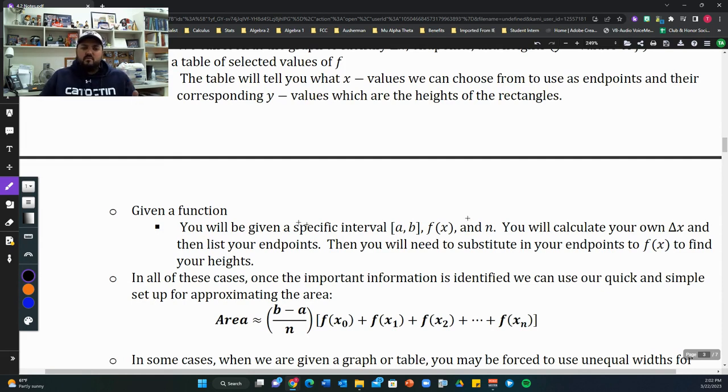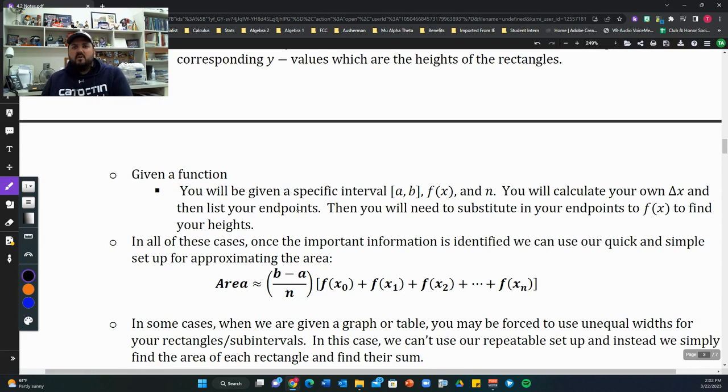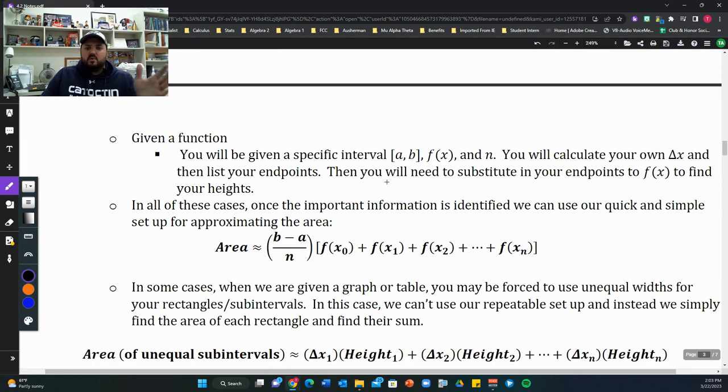So if I give you the function, then we will be giving you a specific interval, a function equation, and the number of subintervals, but then we can go about calculating our own delta x, and we can come up with our own x values, and then we can come up with our heights. So it's not as much guesswork when I actually give you the function, but the drawback there is it's a little bit more work. So again, though, no matter how I give you the information about the function and how we go about coming up with the heights, the end result's going to be the same thing.